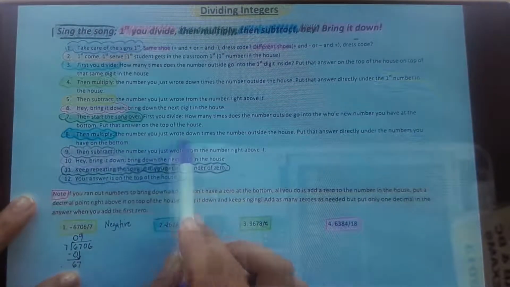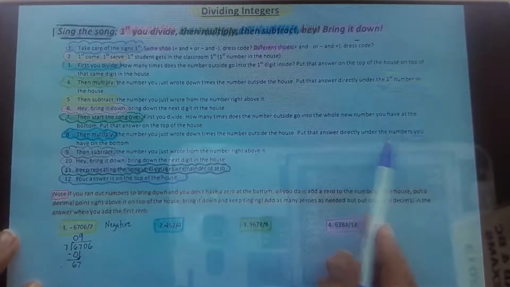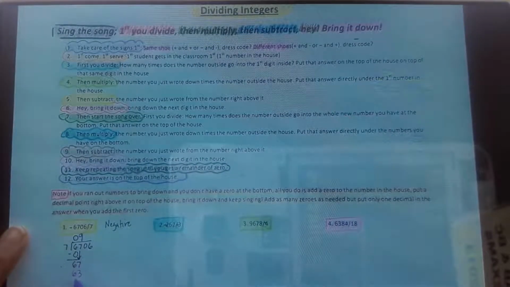Then multiply the number you just wrote down times the number outside the house. So 7 times what I just wrote down, which was 9, equals 63. Then subtract the number you just wrote down from the number right above it. So 67 minus 63 is 4.